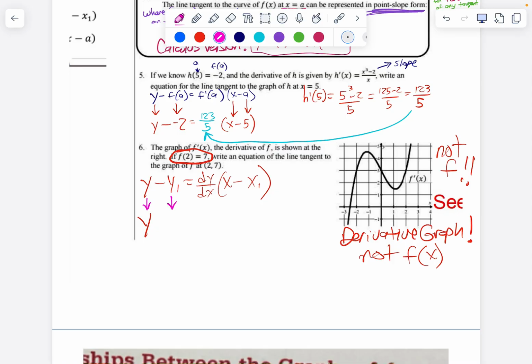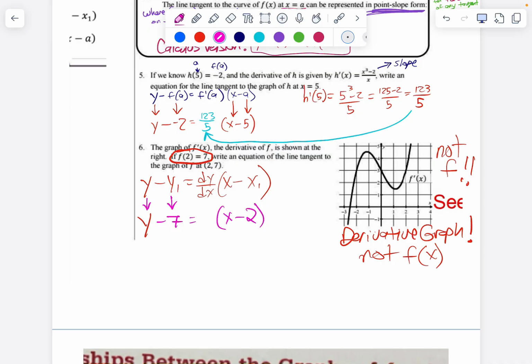What is y1? That is f of a, right? What is it? 7. It is 7. How do we know? Because it told us that f of 2 is 7. F of 2, not f prime. Okay, let's skip the slope for a second and get the rest of this filled out. X, what is x1? 2. It's 2. That's where we're evaluating and writing the equation of a tangent line.